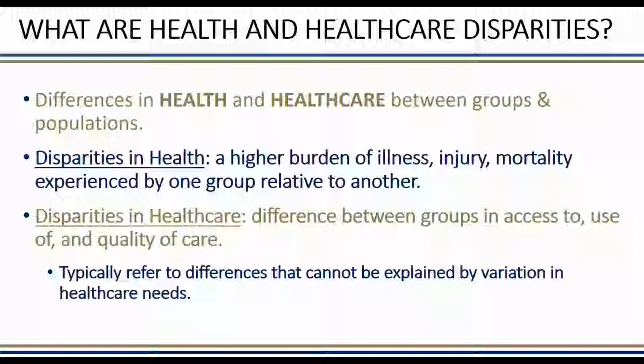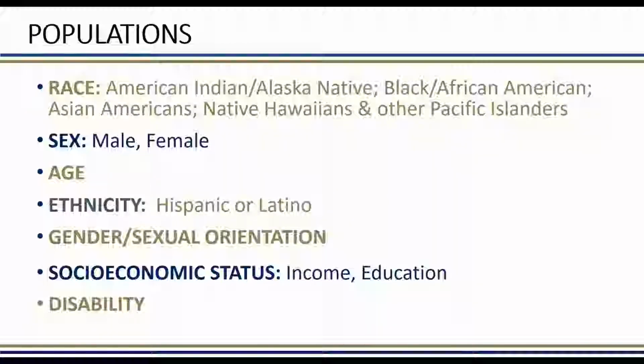So for example, if we saw that women were more likely to get physical therapy than men for stroke, we know that women tend to have greater disability. So some of that difference could be explained by the fact that they need more therapy. So it's really looking at disparities in healthcare that are still present after you take into account the need for healthcare.